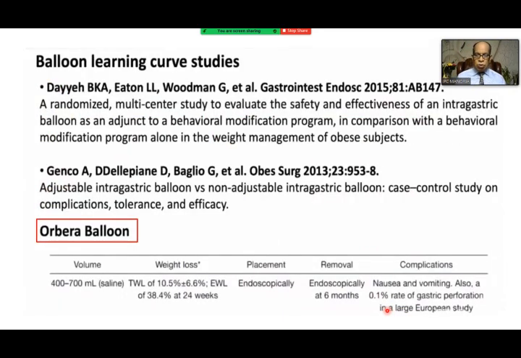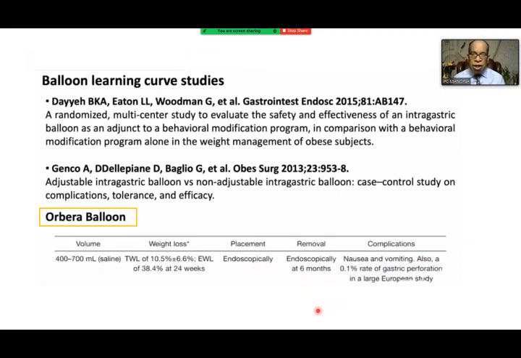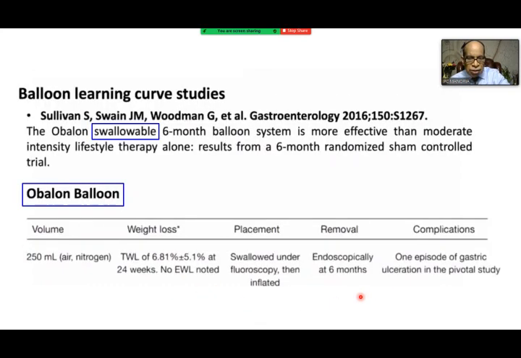Now this is the data on the Orbera balloon, from Daya, BK, and Jenke et al. You can see 400 to 700 ml saline can be injected into the balloon. The total weight loss is somewhere around 10 to 15%, and as already said, nausea and vomiting can occur, and it is more common with these patients. Initially, the balloons were used for only 6 months, but now we have newer balloons which can be used even for 12 months. This is the data on the Orbera balloon, again from the same authors, and you can inject 400 to 700 ml saline, and the weight loss is again to the tune of 10 to 15%, and again the same side effects.